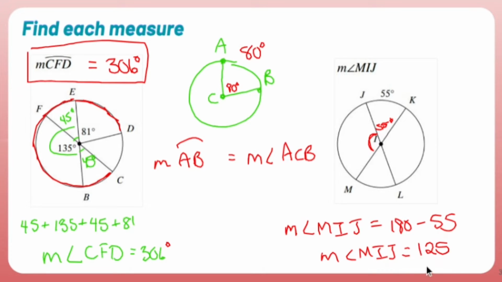125 degrees. So I'll put that up here to keep things consistent. The measure of angle MIJ is 125 degrees, which means the measure of arc MJ, Michael Jordan, is 125 degrees, and so on and so forth. So central angles being matched up with their arcs, everything's the same. That's one of the nicer parts about circles.